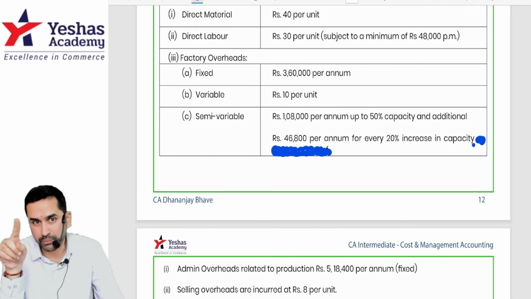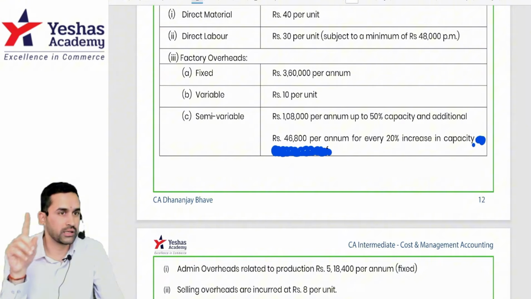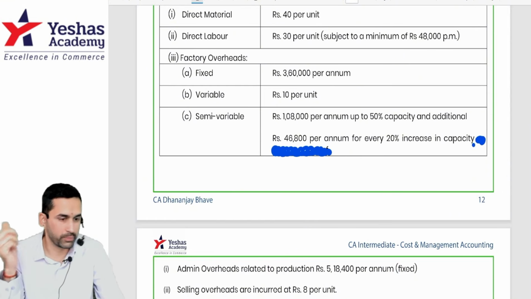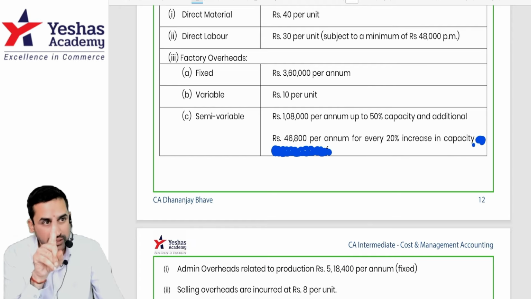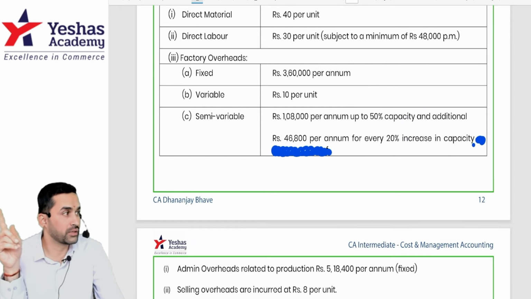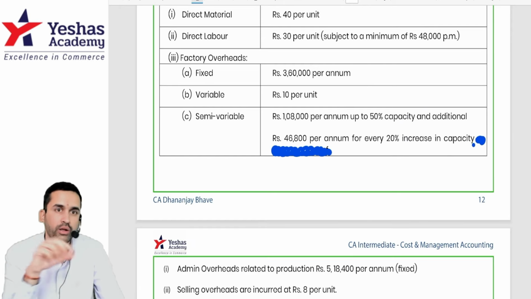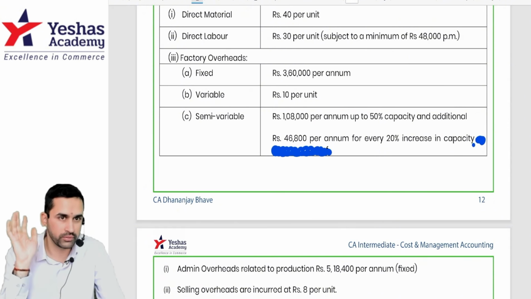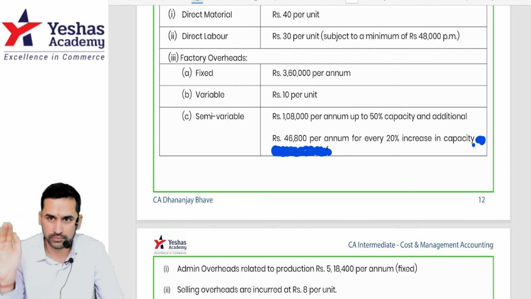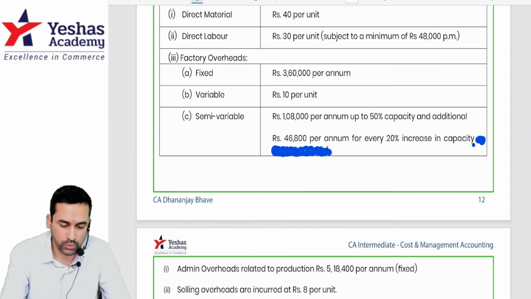Then if you do that proportionate calculation, it will still be considered a correct answer. What proportionate calculation? 46,800 for 20. How much is for 1? Because you are at 51%, then you have to give a note. Most of the questions, they will give you this "any part thereof". Read the question slowly. Clear? I continue.